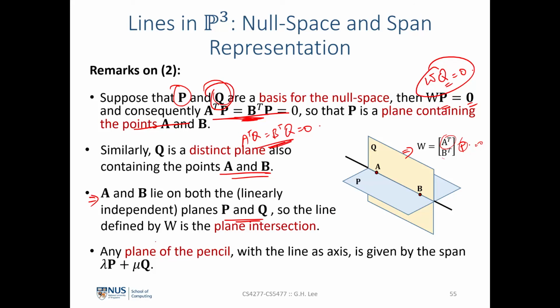And so the line defined by W here, which contains the two points A and B, must lie at the plane intersection. Hence, it defines this particular line over here. And any plane of the pencil with the line as axis is given by the span of the two planes P and Q. This means that any linear combination of the two planes will give us another plane that is intersecting the two planes P and Q at the line of A and B.